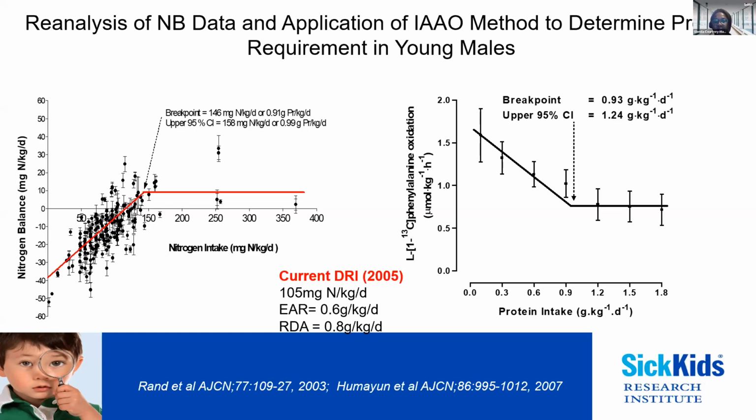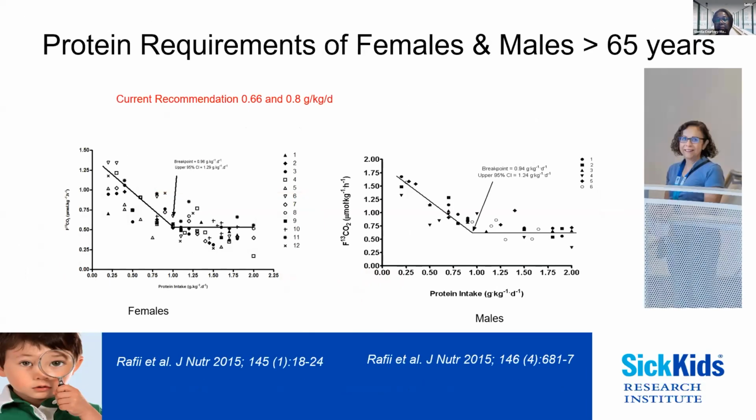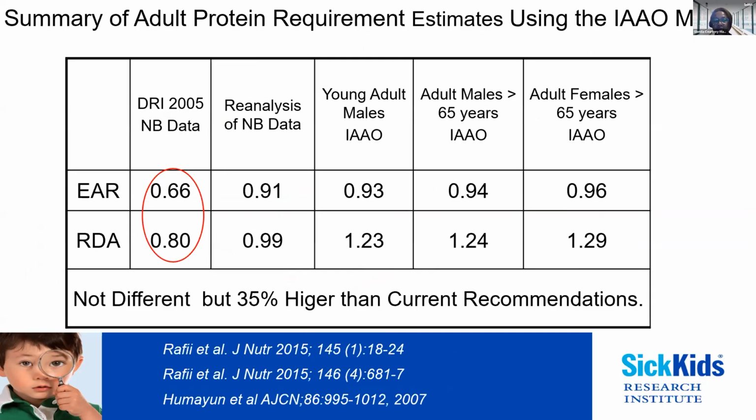Applying the IAAO method to study the protein requirement in young adults, we found a breakpoint of 0.93 and an RDA of 1.24 grams per kilo per day. We applied the same method to the study of protein requirements in older adult males and older adult females. What we found was that the requirement was 0.96 and 1.29 for males, and 0.94 and 1.24 for females.